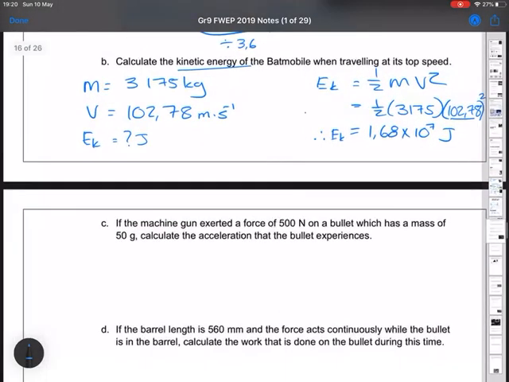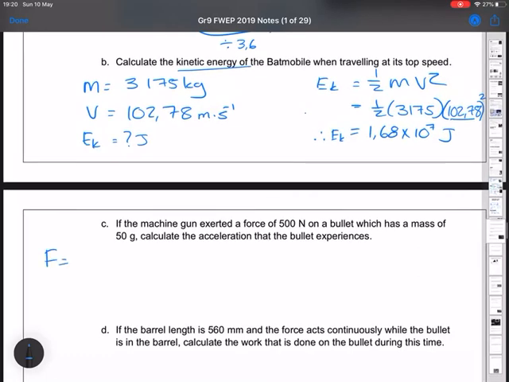Okay, if the machine gun exerted a force of 500 newtons on a bullet which has a mass of 50 grams, calculate the acceleration that the bullet experiences. So we've got a force of 500 newtons. We've got a mass of 50 grams. That's not an SI unit, so we need to say that that's actually 0.05 kilograms if you divide by 1,000.